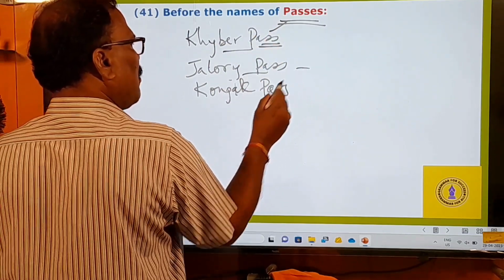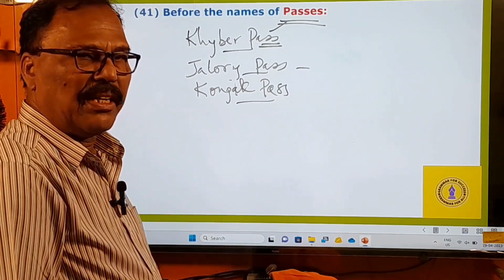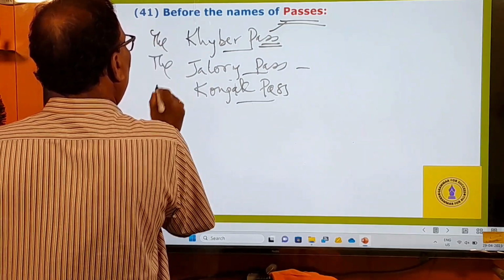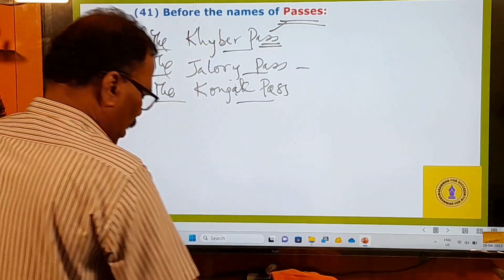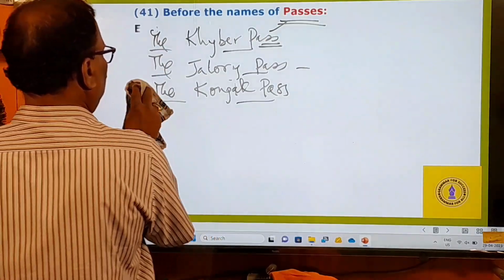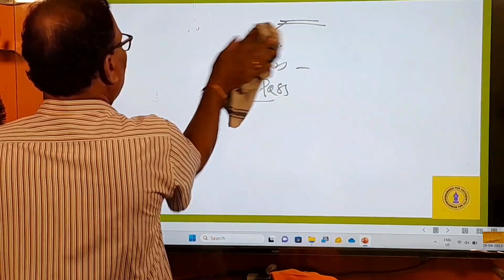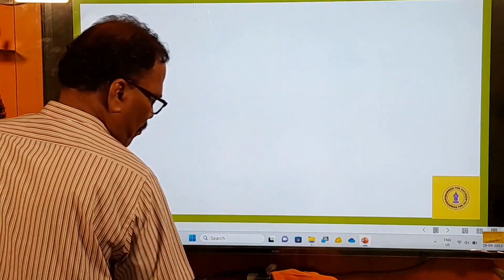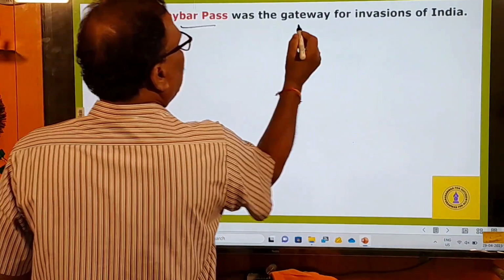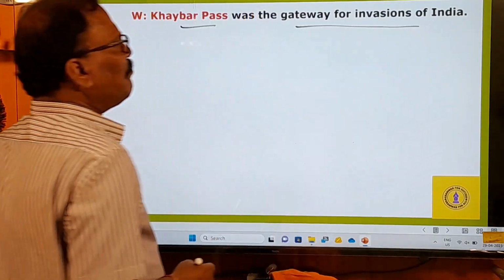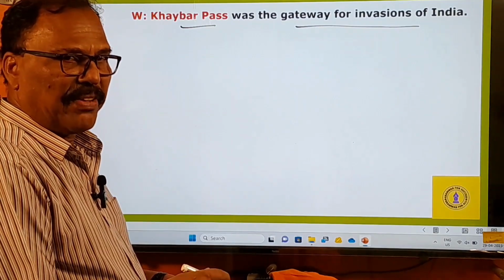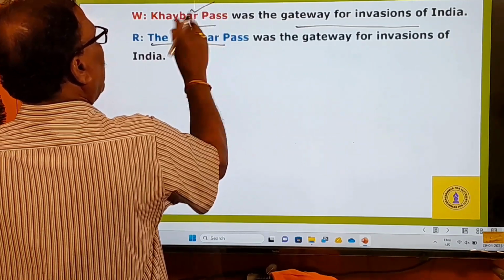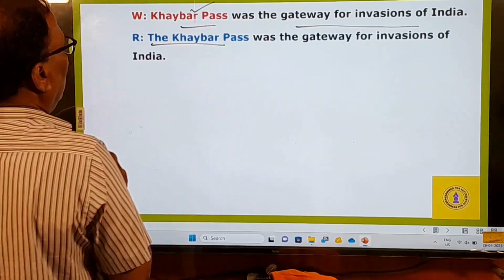Jalori Pass is in Himachal Pradesh, and Karakoram Pass is in eastern Ladakh between India and China. All these things you know pretty well. Before all of them, we must use the definite article, right? Okay, now let us take the examples for this. Khyber Pass was the gateway for invasions of India. Simply saying Khyber Pass is a mistake. The Khyber Pass is the right one.